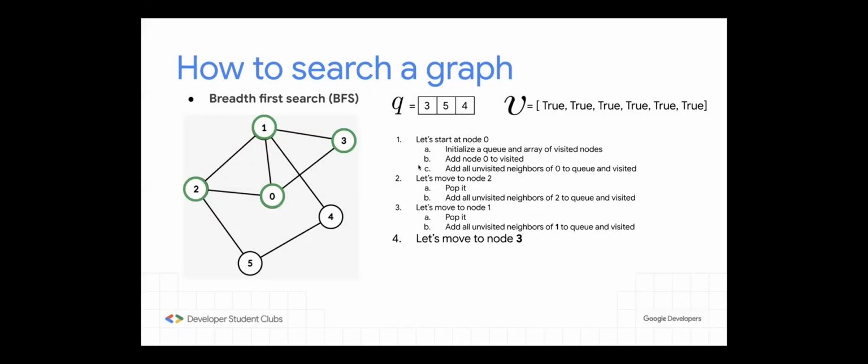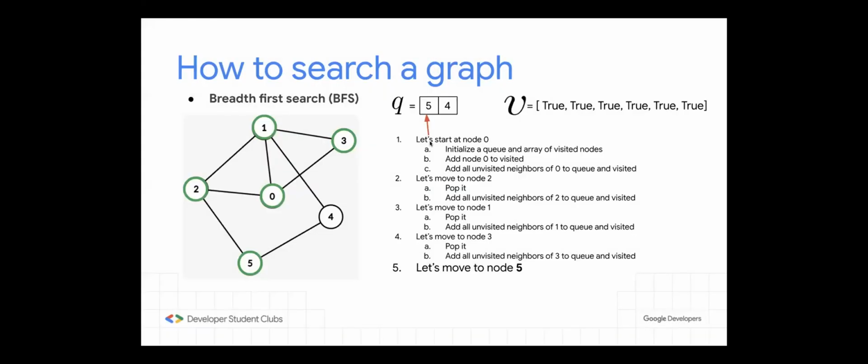I'm going to move on to node 3 and do the same thing. I'm going to pop node 3. So now it's just 5 and 4. And I'm going to add all unvisited neighbors of 3 to the queue and visited. Like I mentioned earlier, we've already visited everything, so at this point this step is kind of redundant from our perspective. But when we implement it in code, this step will be repeated. Like I said, everything has been visited. So 1 and 0, I know, have been visited. I'm not adding anything to the queue. I'm just going to visit the rest.